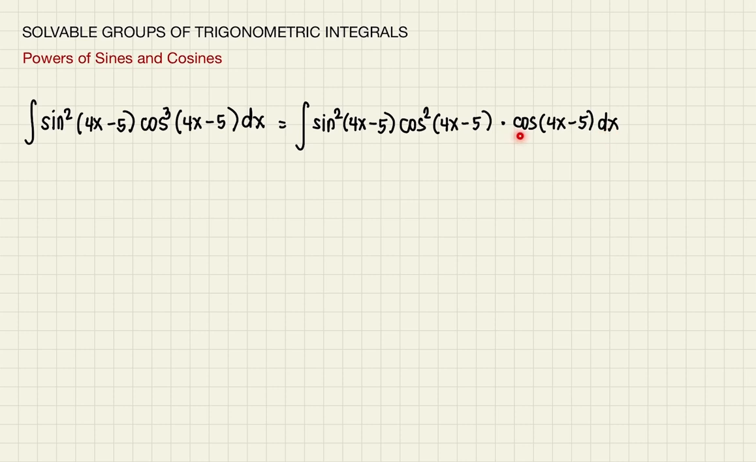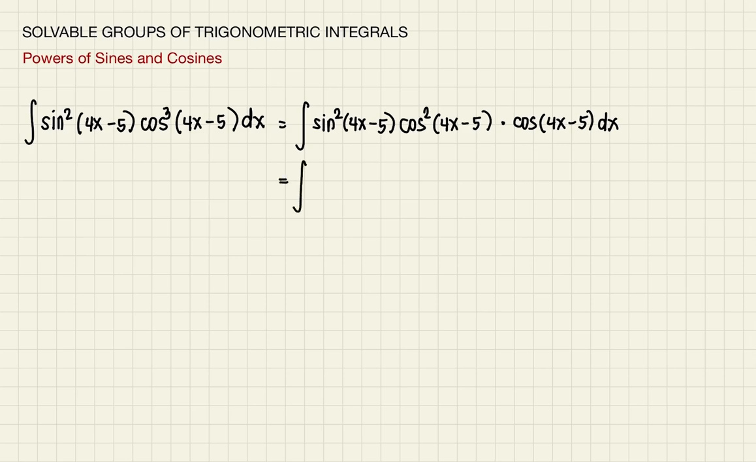So if the cosine function is part of our du, then everything here in the integrand must be expressed in terms of sine. Okay? So we already have sine squared of 4x minus 5 here. This cosine of 4x minus 5 is raised to the power of 2, so we will use the Pythagorean identity to express that in terms of sine.